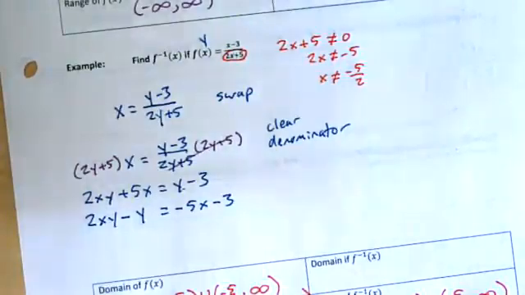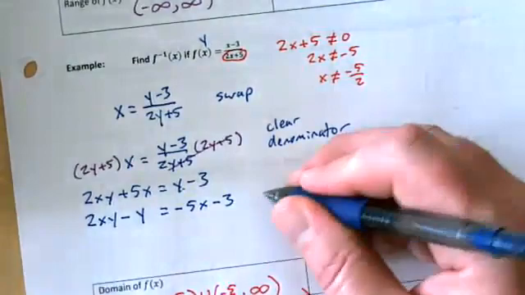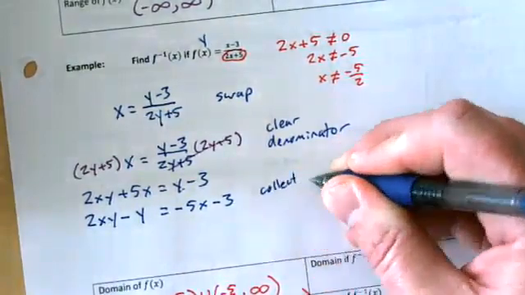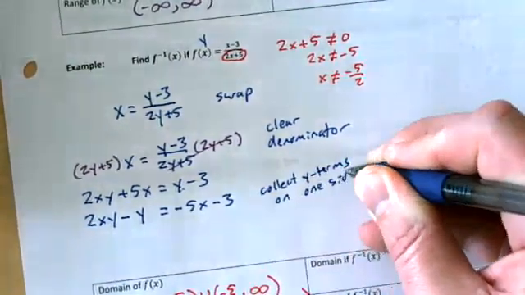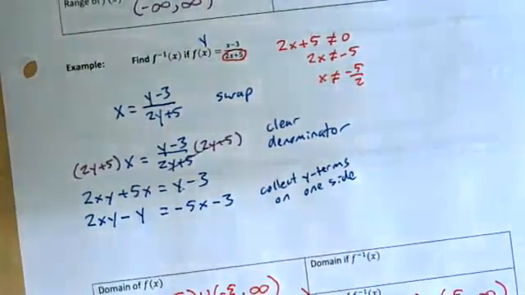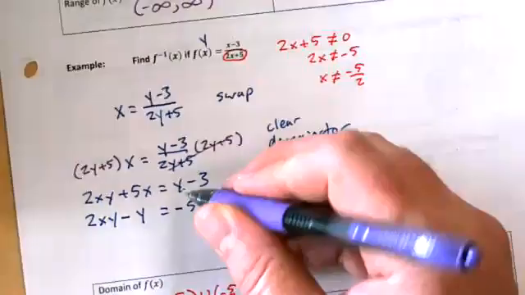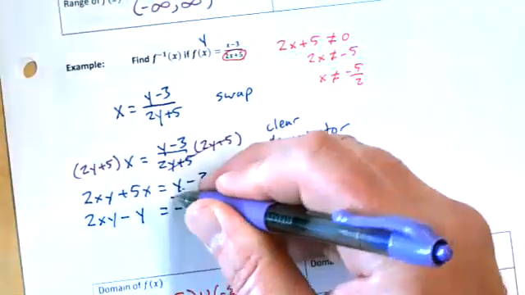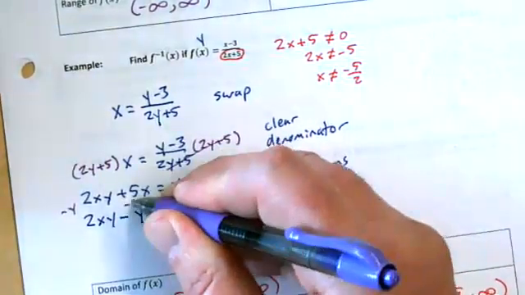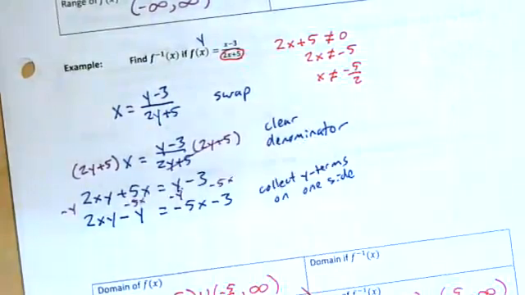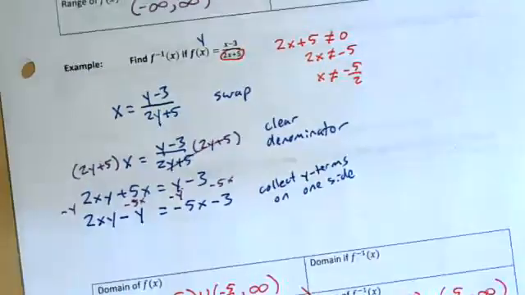All right, so collect y's on one side. I'm hearing some questions. Maybe I need to show my work. I wanted to get all my y's on one side, so I did minus y on both sides. And then I wanted to get rid of this 5x, so I did minus 5x on both sides. Ultimately, you want all of your y terms on one side, because that's what's going to allow you to factor out a y.